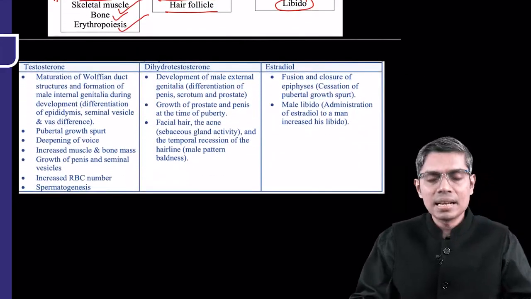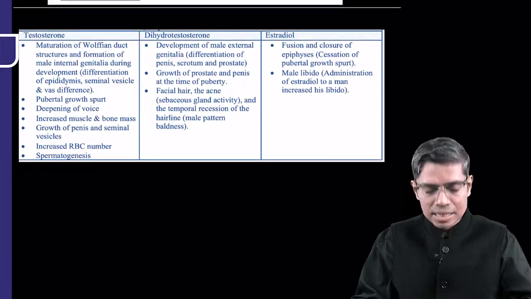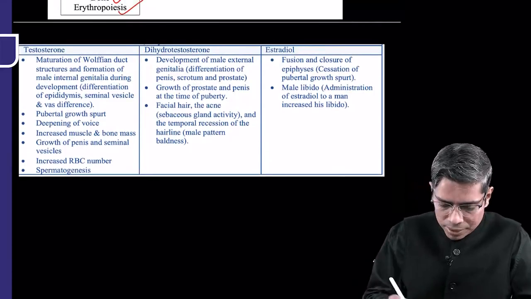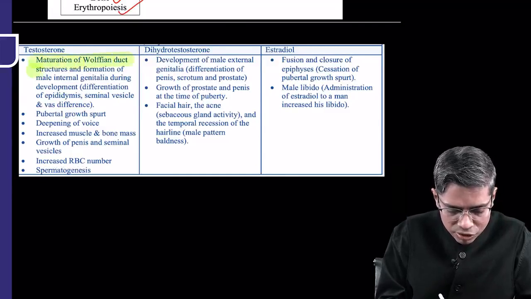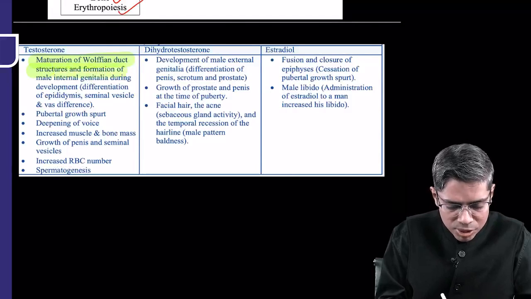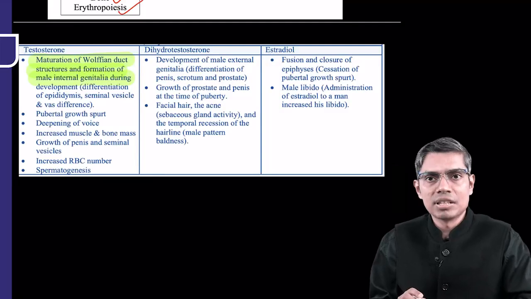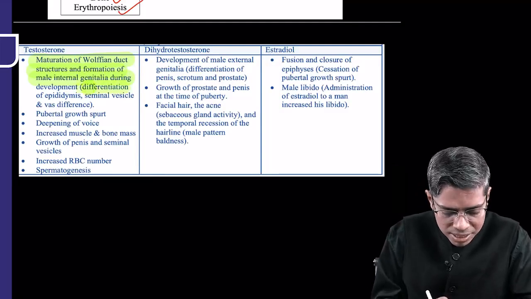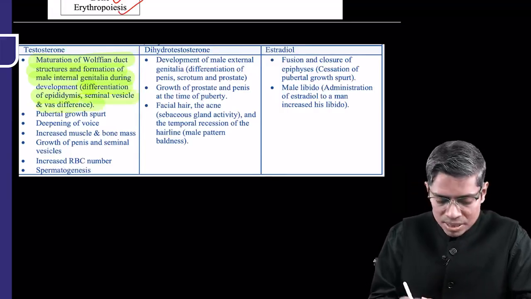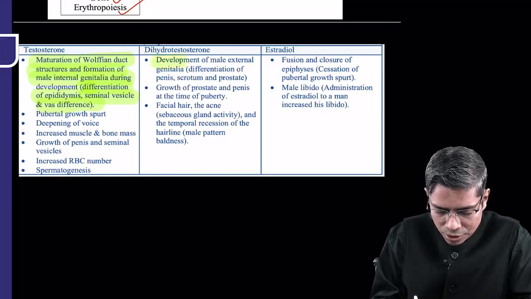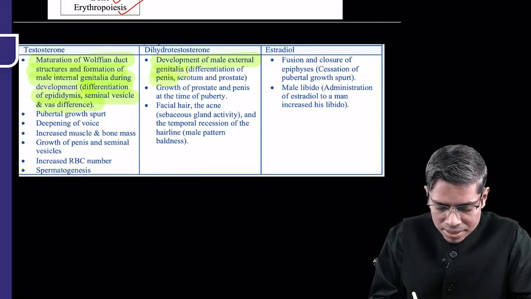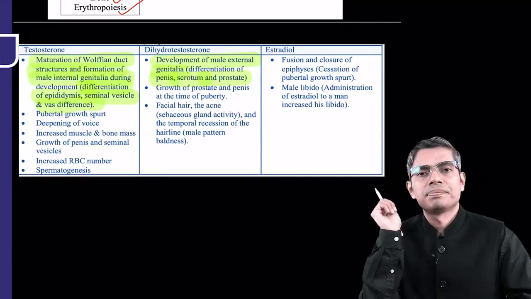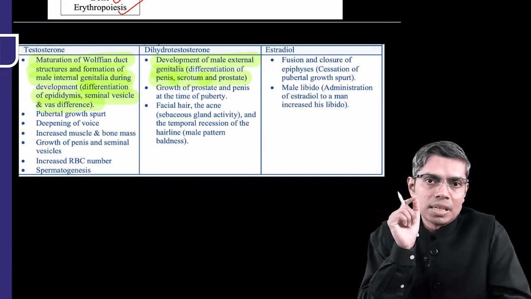What is that effect? Look, this is the detailed action of testosterone in male. So the first one, okay, look here. Testosterone is responsible for maturation of the Wolffian duct structure and the formation of the male internal genitalia during development. What is that internal genitalia? The epididymis, the seminal vesicle, the vas deferens, all of them. But if you compare it with dihydrotestosterone, it is for development of the male external genitalia, particularly the penis, the scrotum, and the prostate. Right? Very important. I'm telling you.